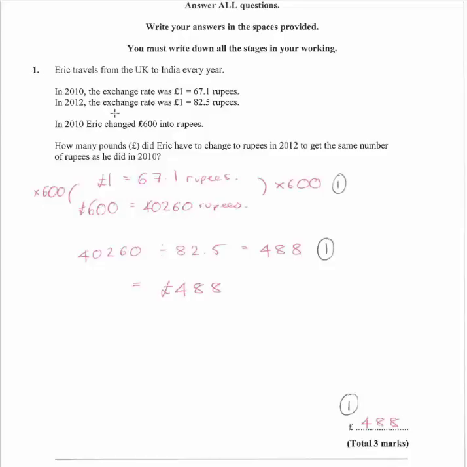In 2012, the exchange rate is £1 is 82.5 rupees. So you can see he's getting more rupees for his money now, which should mean, if we do it right, that he doesn't have to pay as many pounds to get the same number of rupees.